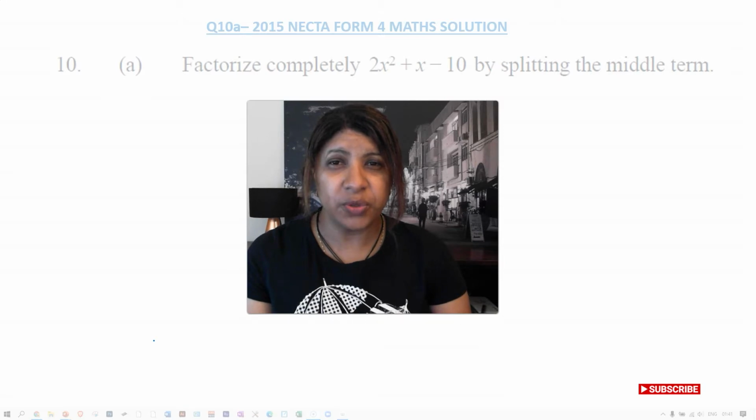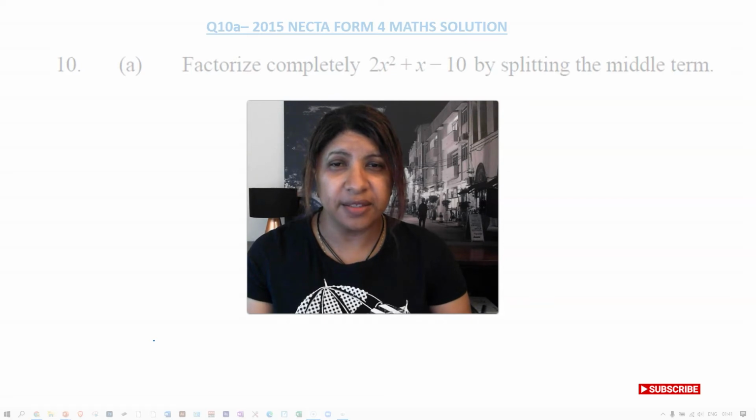We're going to do question 10 from the NECTA 2015 Form 4 Math paper. Part A is to do with factorizing quadratic expressions and part B is solving a linear equation, but you do need to manipulate the algebra first before you can solve it.